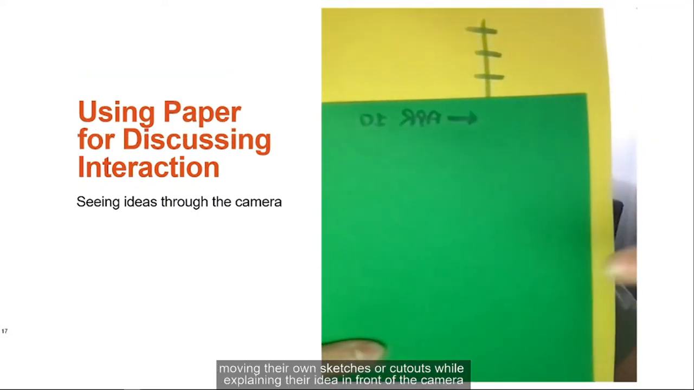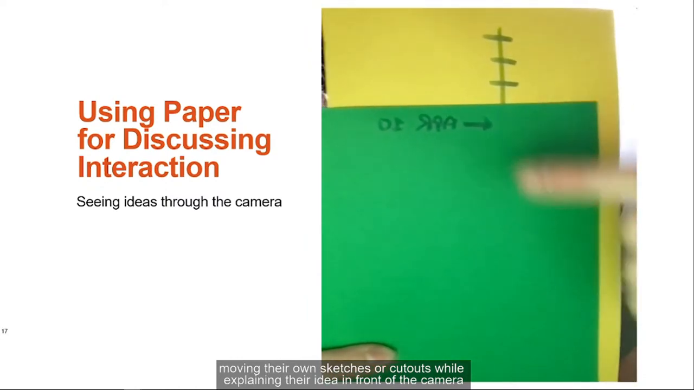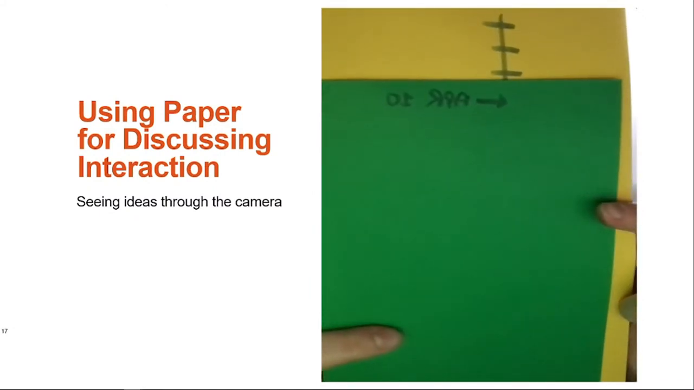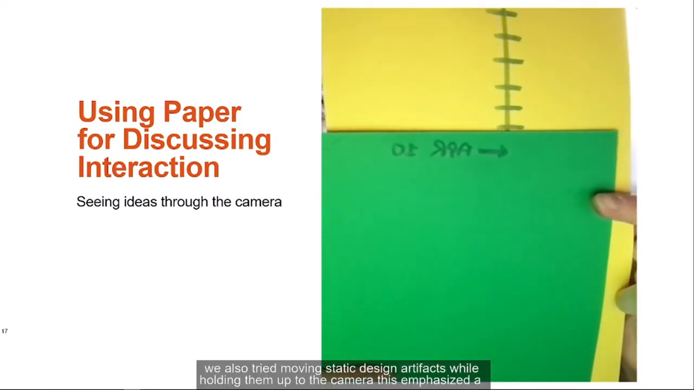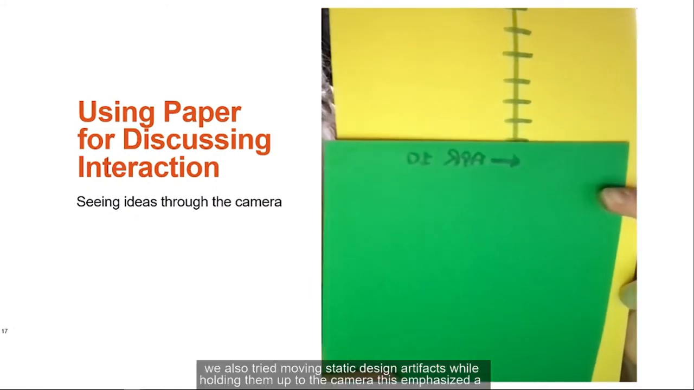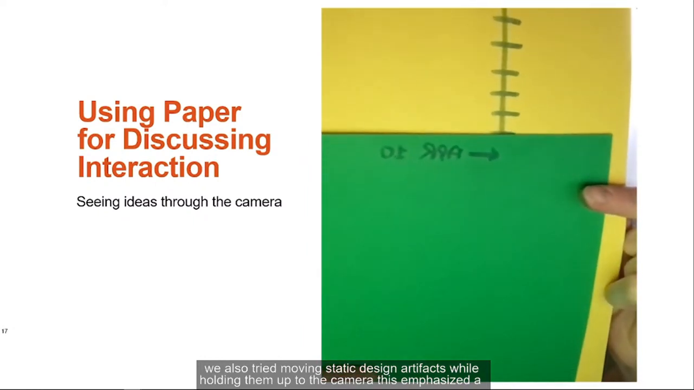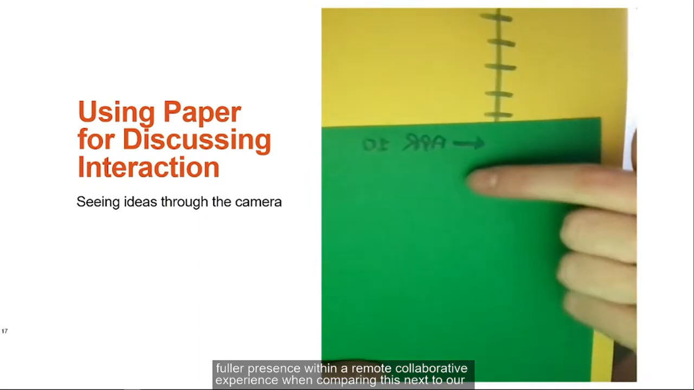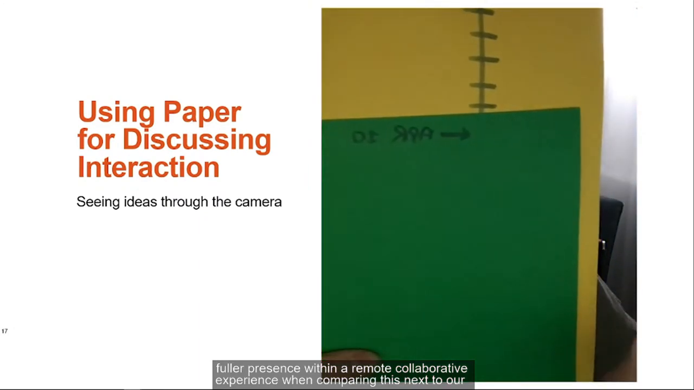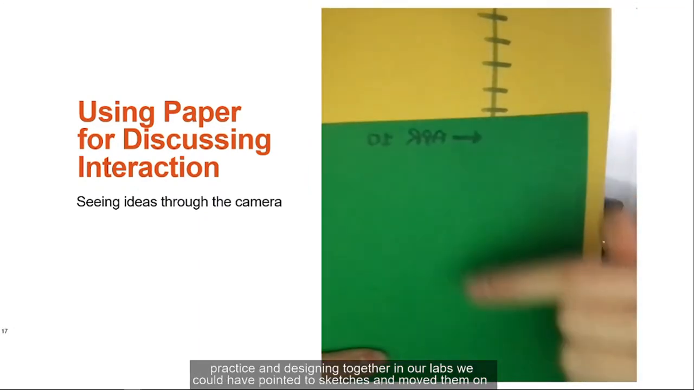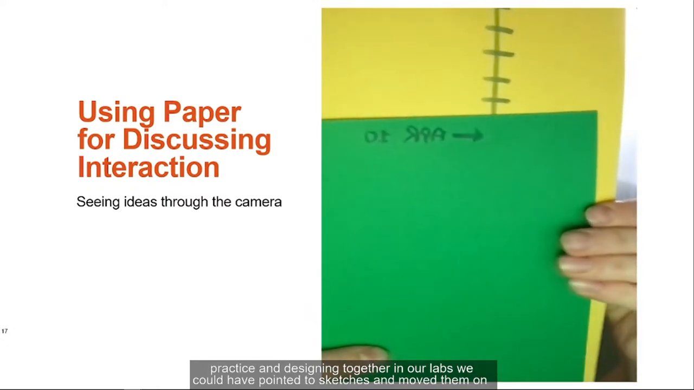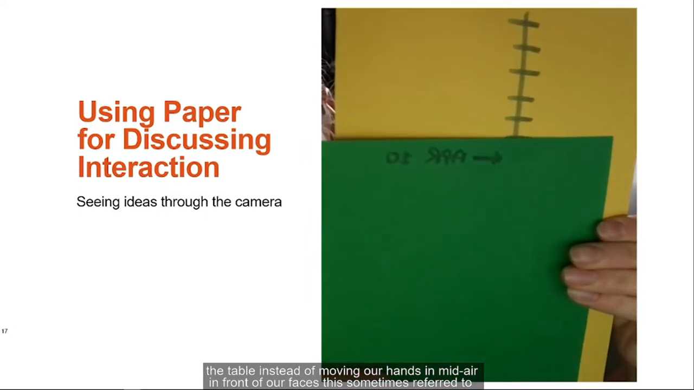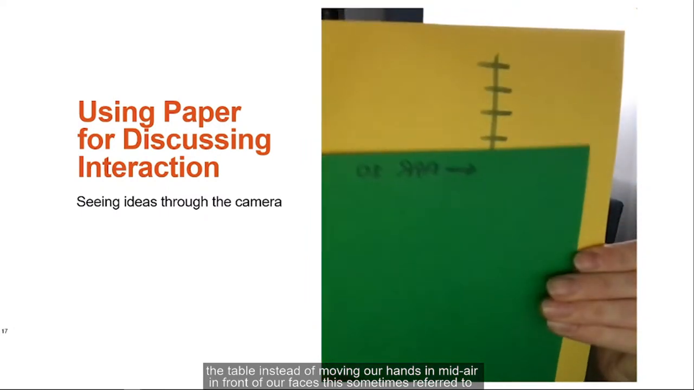We also tried moving static design artifacts while holding them up to the camera. This emphasized a fuller presence within a remote collaborative experience. When comparing this next to our practice in designing together in our labs, we could have pointed to sketches and moved them on the table instead of moving our hands in mid-air in front of our faces. This is sometimes referred to as paper prototyping, and it prompted us to create a digital paper prototyping environment using Miro.